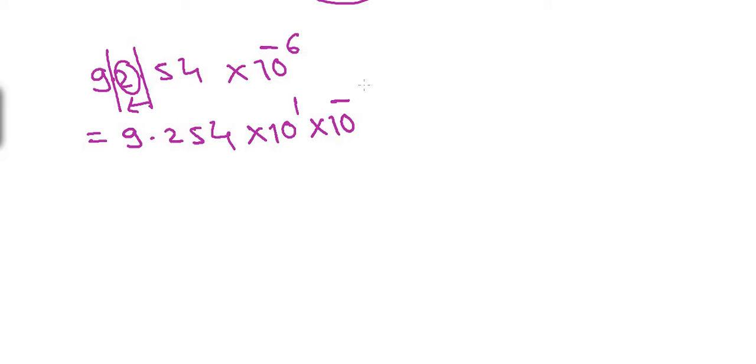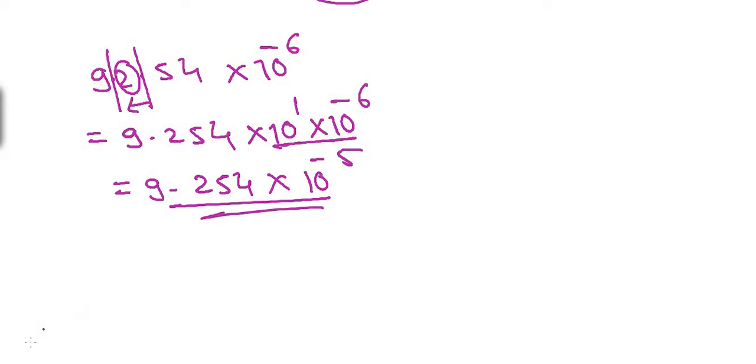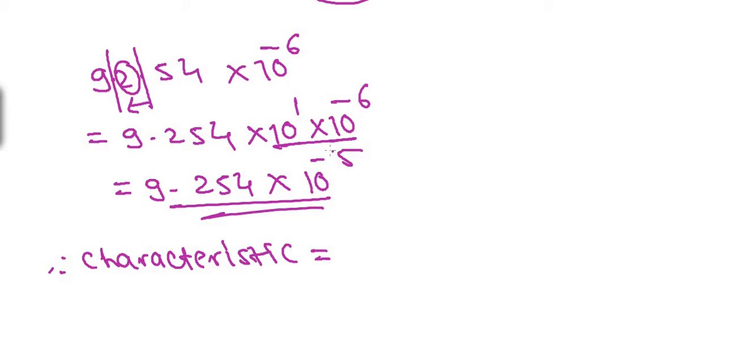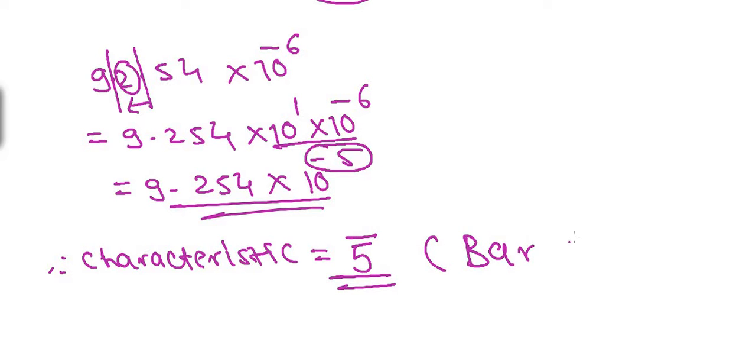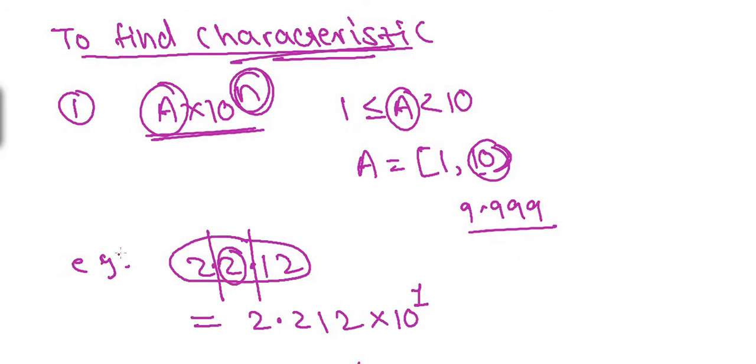Multiply by the original power, 10 raised to minus 6. That is equal to 9.254 multiplied by 10 raised to 1 minus 6, same base, addition of indices, which is minus 5, and therefore the characteristic over here is minus 5. The power of 10 is minus 5, but how do we write the characteristic? As bar 5. It is to be read like bar 5. This is one method to find the characteristic of a number, by converting it into scientific notation and directly writing the power of 10.